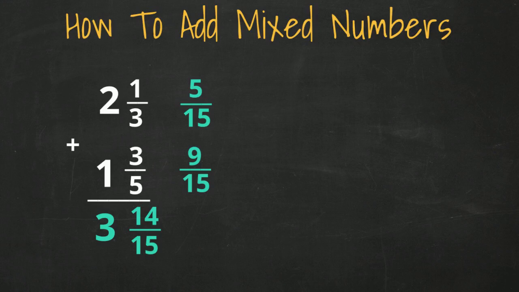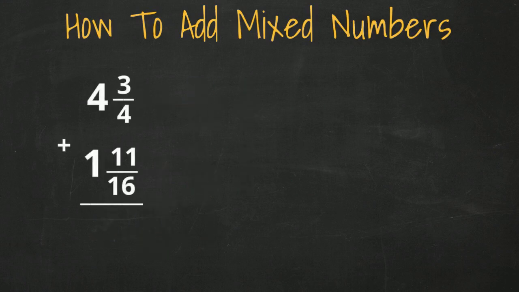Okay, let's look at another example. 4 3/4 plus 1 11/16. We set up our problem vertically, and we add our whole numbers first. 4 plus 1 equals 5. Next, we look at our proper fractions, and we can see we do not have the same denominator. However, 16 is a multiple of 4, so we can save some time by converting 3/4 into an equivalent fraction of some number over 16, so we have the same denominator. 4 goes into 16 4 times, so we multiply both the numerator and the denominator by 4, and we get an equivalent fraction of 12 over 16.